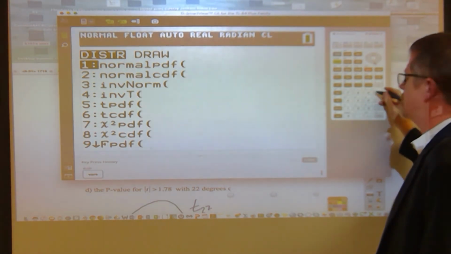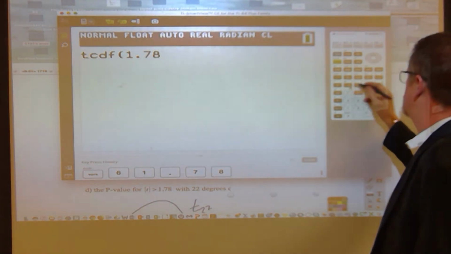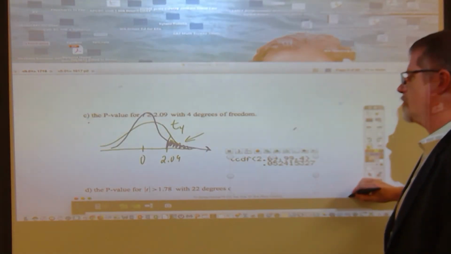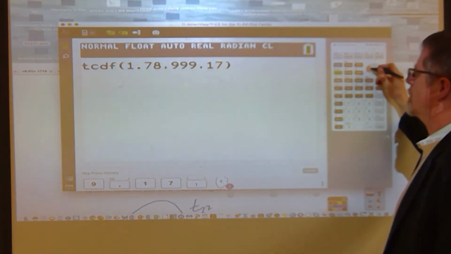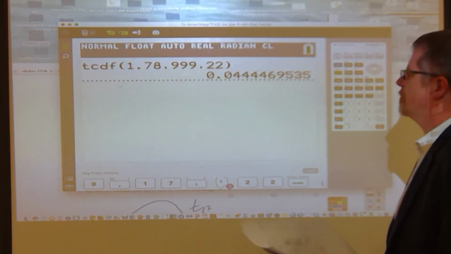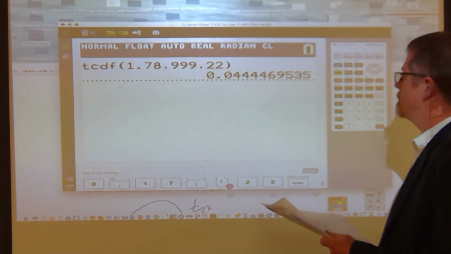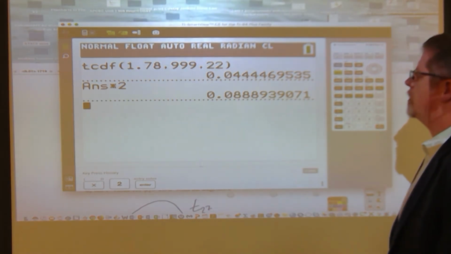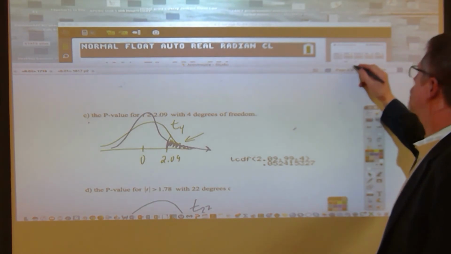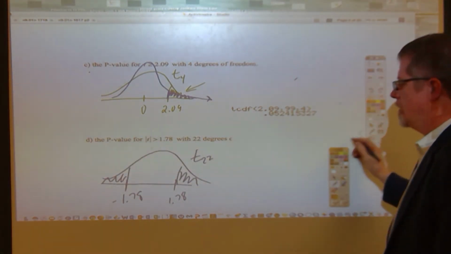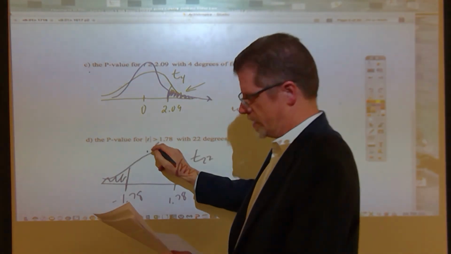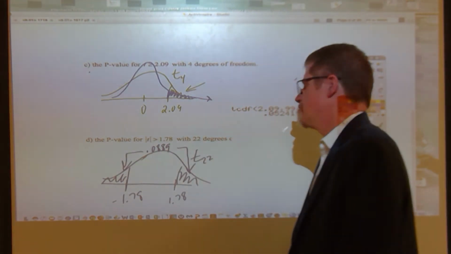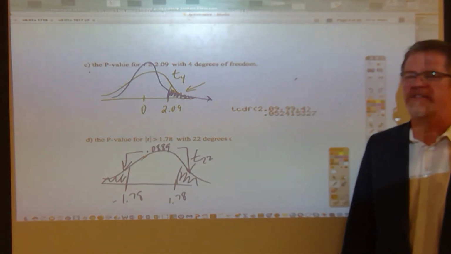So TCDF is item 6. So we're going from 1.78 to 999 with 22 degrees of freedom. So overstrike that with 2. Hopefully you got for an answer 0.0444. Times 2 gives you 0.0888, or 0.089. Any questions on how to get a p-value? The area of these two curves is 0.0889. Just arrow to both tails. 0.0889 is the area of both tails combined.